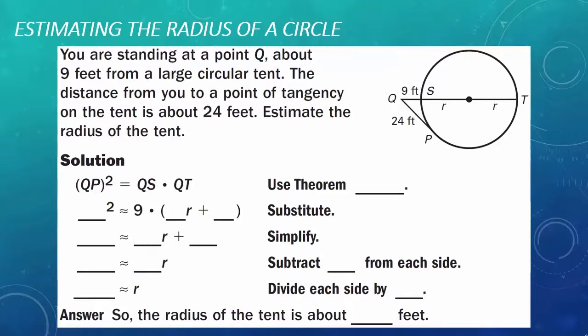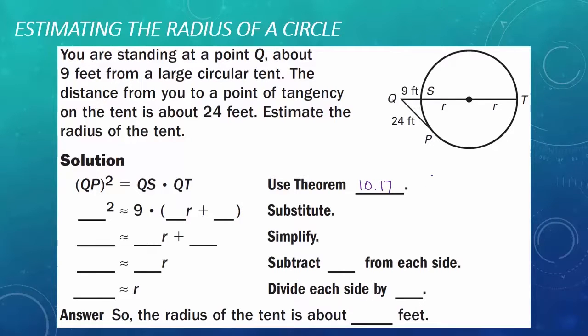Example 3, estimating the radius of a circle. You are standing at a point Q about 9 feet from a large circular tent. The distance from you to a point of tangency on the tent is about 24 feet. Estimate the radius of the tent. In this circular tent and a point of tangency, we have a tangent and we have a secant. So I'm going to use Theorem 10.17 to solve for our radius.